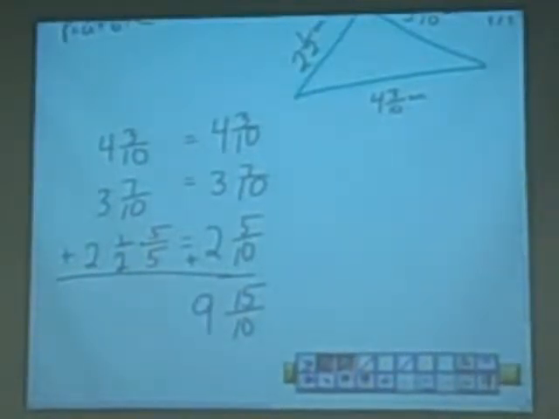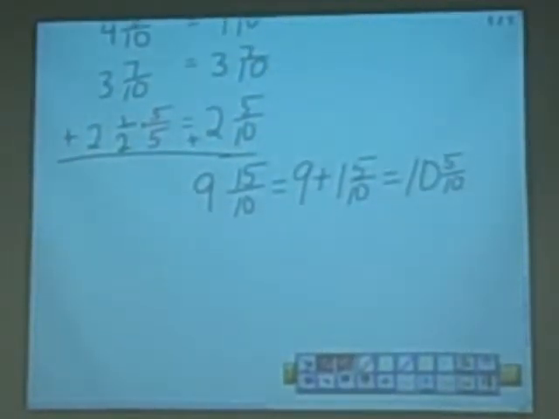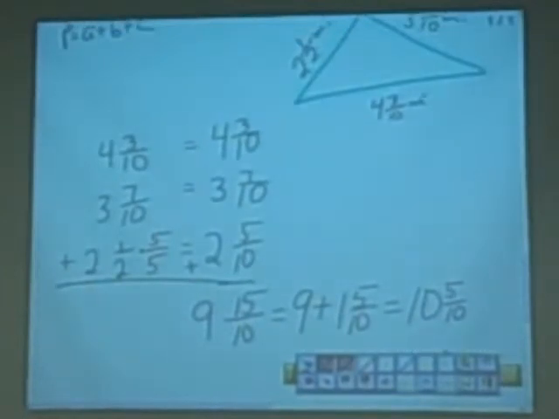And are we okay? No, we're not. What do we have to do? Simplify, right? 15 over 10, that's going to be 9 plus 1 and 5/10, right? So 9 plus 1 gives us 10 and 5/10, but can we simplify? Yeah, we can. Right, and that simplifies to 10 and 1/2, and what's our units? Miles, right?